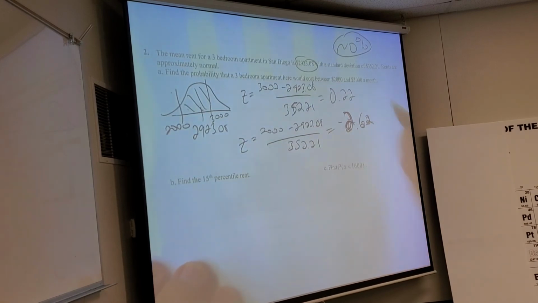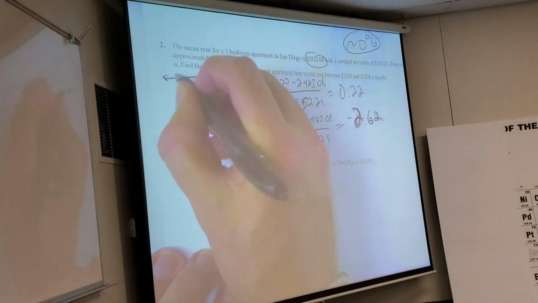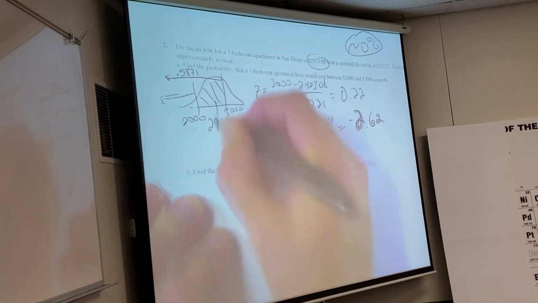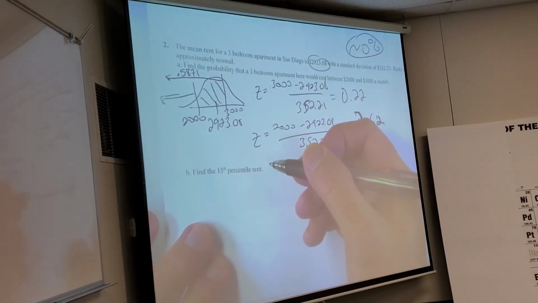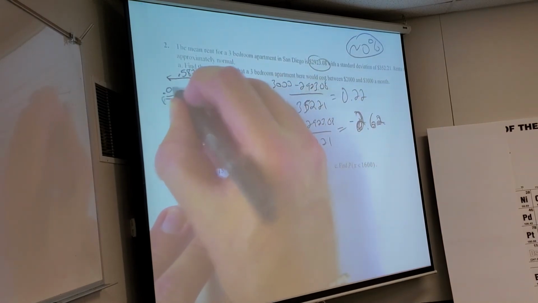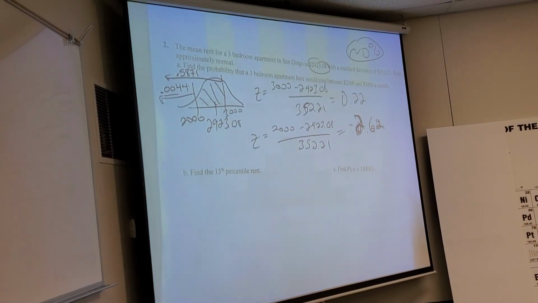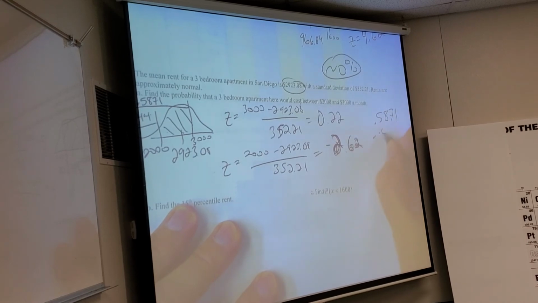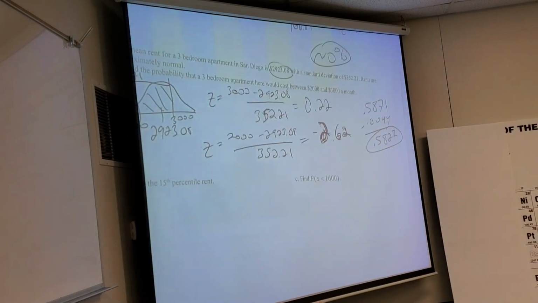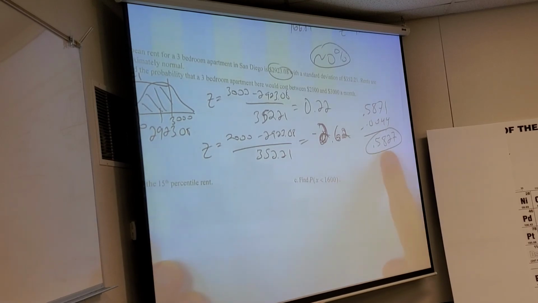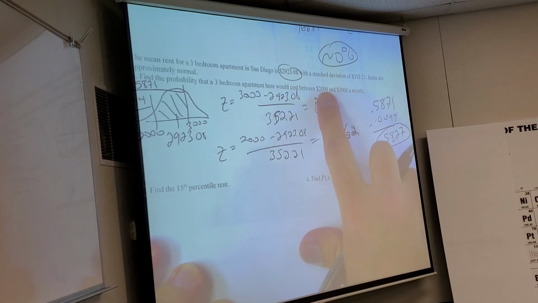Now if I look these two up, when you look up 0.22, what do you get for the area? 0.587. And then negative 2.62, looks like you get 0.0044. So then you get the area between, I just have to subtract those two. So about 58% of the 3-bedroom apartments in San Diego cost between those two.